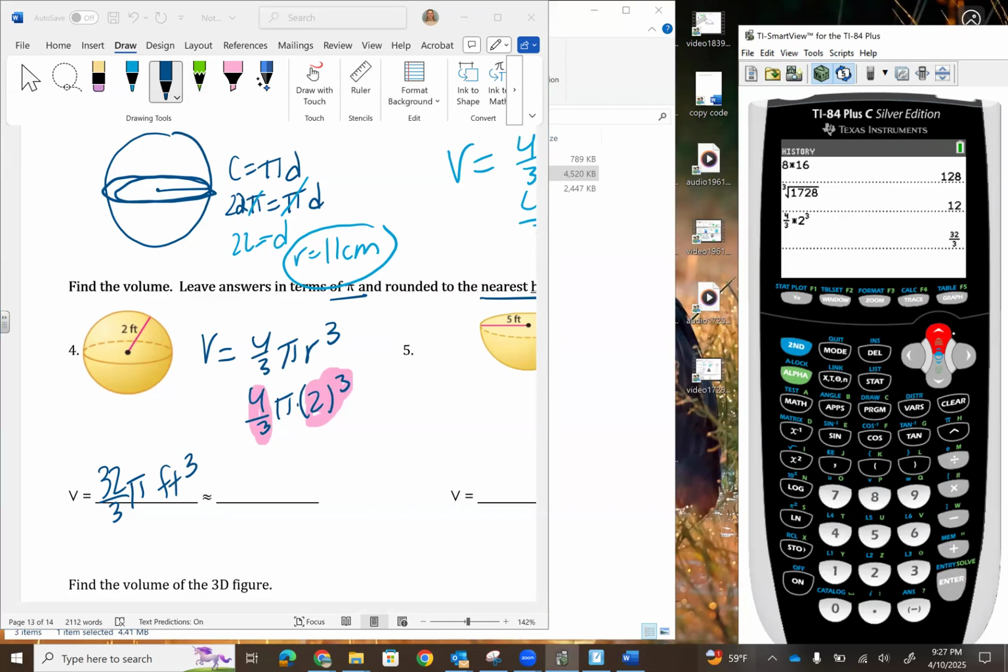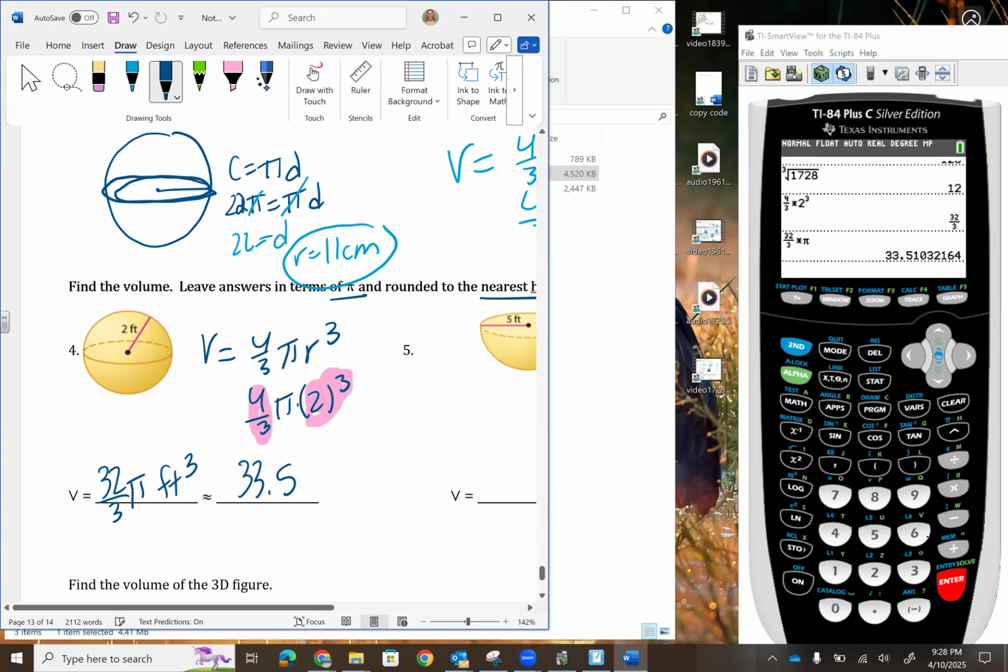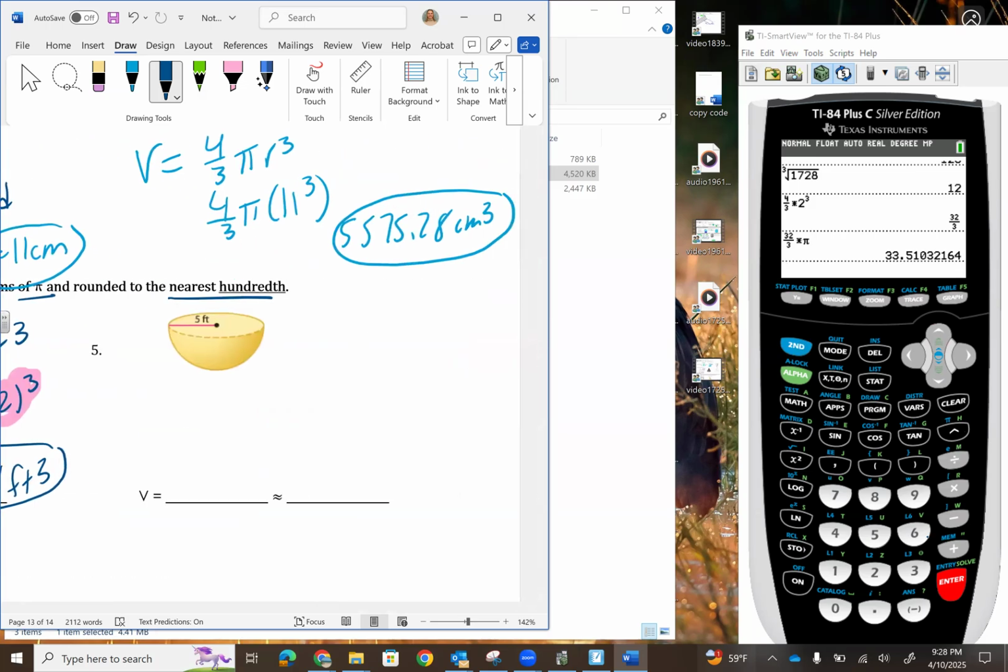And then if you take that answer and times it by pi, you're going to get 33.51, and that would be feet cubed. So if you want it in terms of pi, just type the numbers and put pi right after it. And then this, they want the hemisphere. So the volume of a hemisphere is going to be 1/2 of the volume of a whole sphere. So half of the whole sphere.